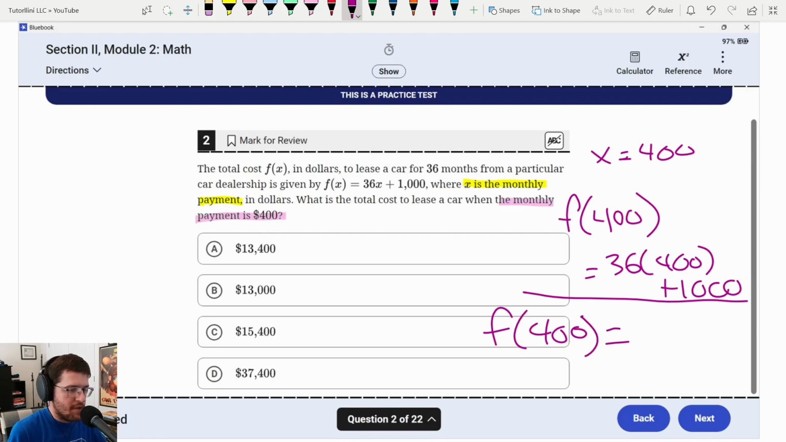And that should give us 36 times 400 is 14,400. 14,400 plus 1,000 is 15,400, which gives us answer choice C. We can also do this question on Desmos, so let's go do that.